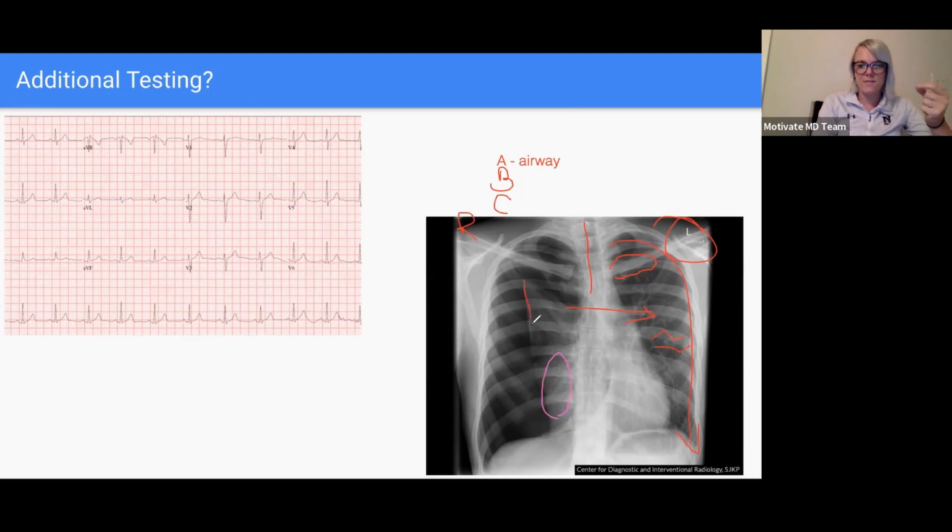Then we see this right here. See the outline of the lung here? And you guys may be kicking yourself right now, which is okay.